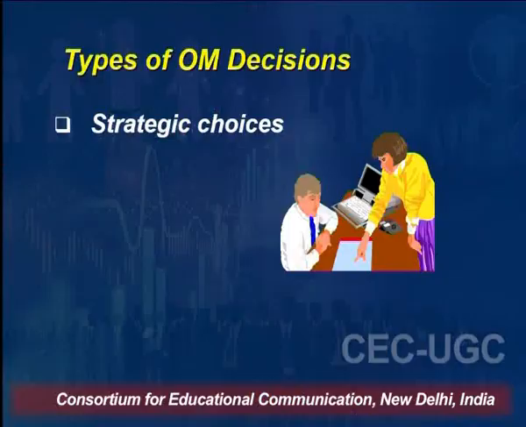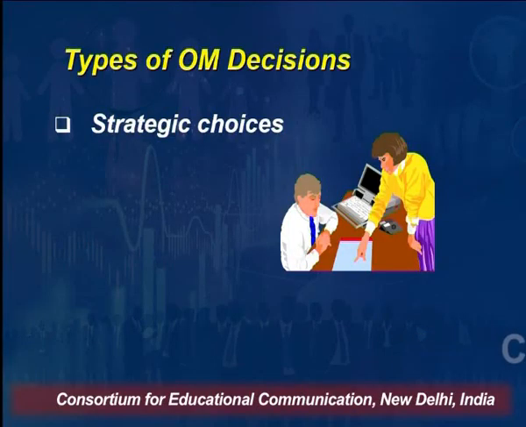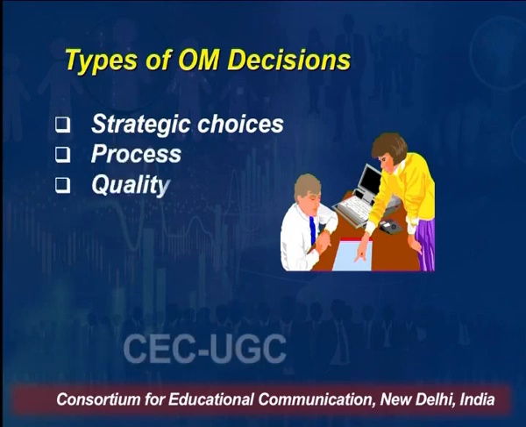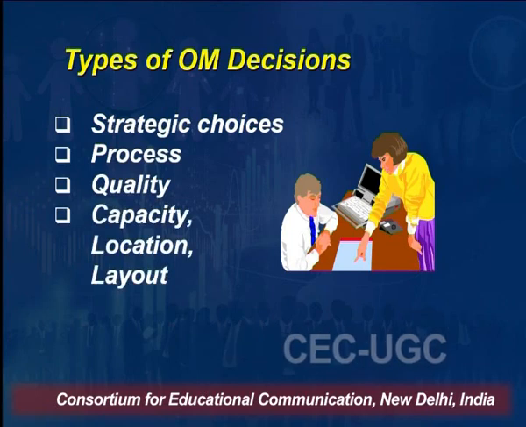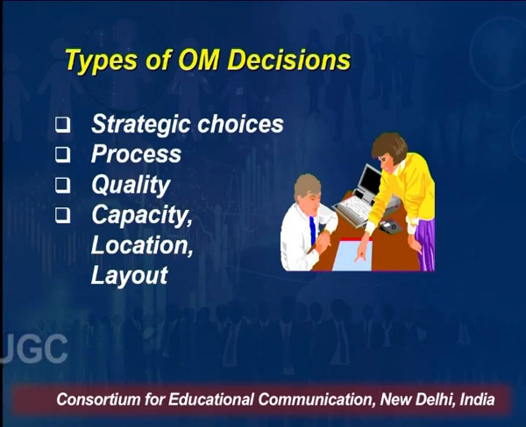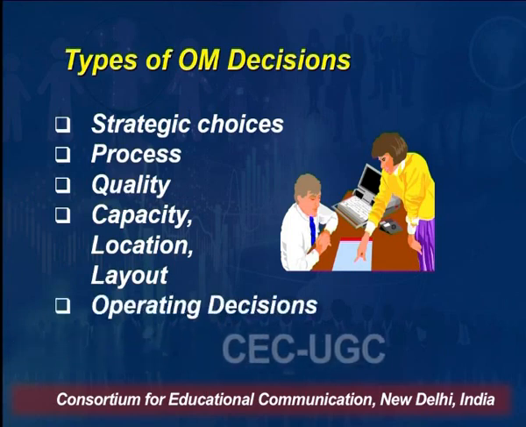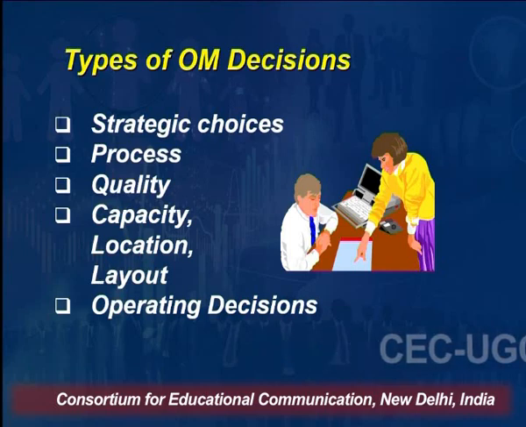So in operations management, there are various levels of decisions we have to take. There are strategic decisions. Then we have to know about the processes. We have to control the quality. As we have seen in the earlier slide also, the location decision has to be taken. The layout decision has to be taken. So all these collectively are known as operating decisions.